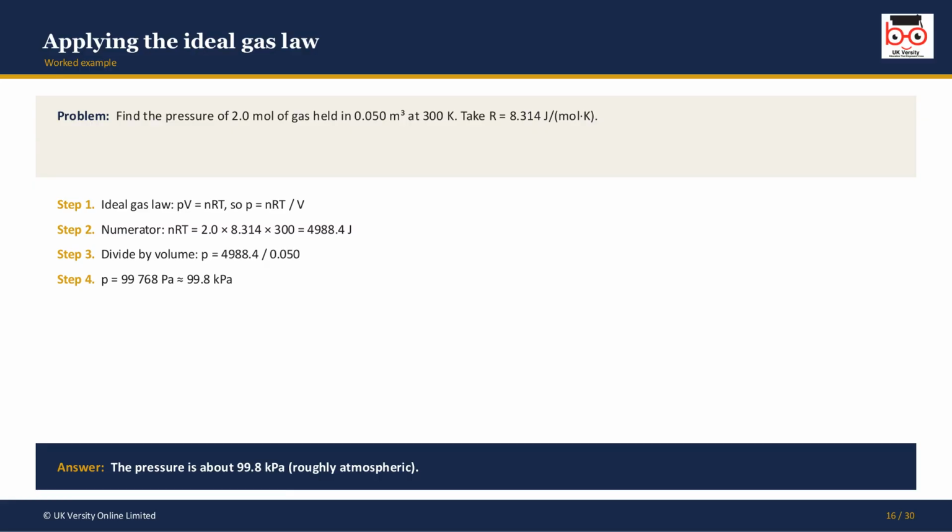Let's use it. We want the pressure of 2.0 moles of gas held in 0.050 cubic meters at 300 Kelvin, taking R as 8.314. The ideal gas law rearranges to pressure equals nRT over V. The top line, nRT, is 2.0 times 8.314 times 300, which is about 4988 joules. Dividing by the volume, 4988 over 0.050, gives roughly 99800 pascals, or about 99.8 kilopascals. Reassuringly, that's close to atmospheric pressure.